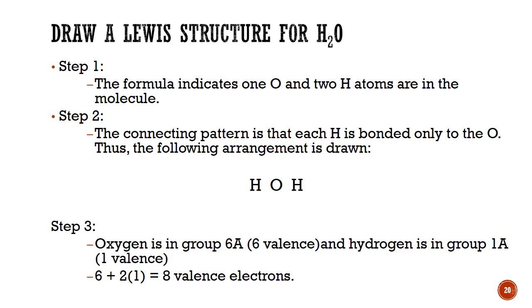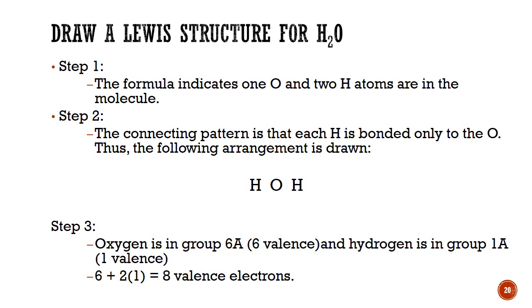All right, so let's now draw the Lewis structure for H2O. Again, the formula indicates there's 1 O and 2 H's. The connecting pattern has the O in the center, mainly because hydrogen only can make 1 bond, so it's going to be on the outside.